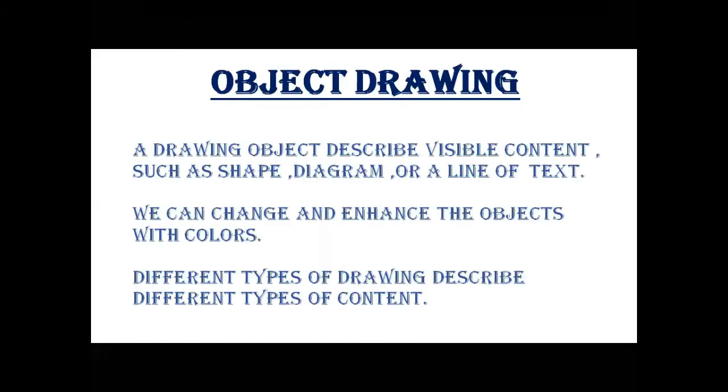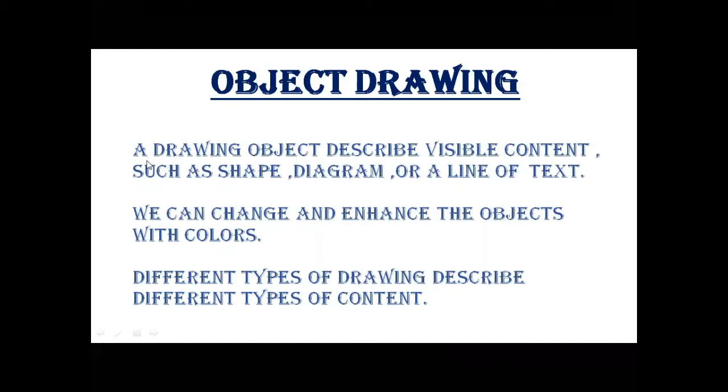Okay, students, now we will move to the actual definition of object drawing. What is object drawing? A drawing object describes visible content such as a shape, diagram, or a line of text. We can change and enhance the objects with color. Different types of drawing describe different types of content.